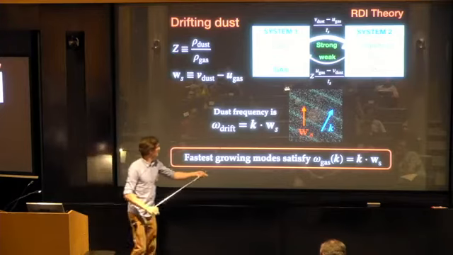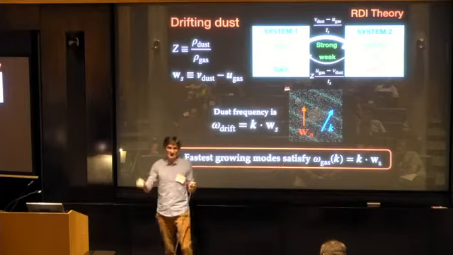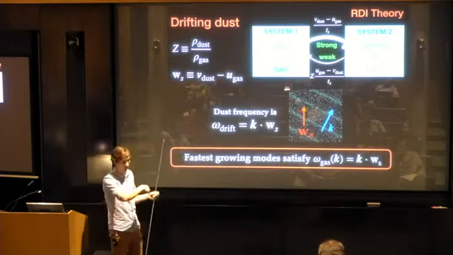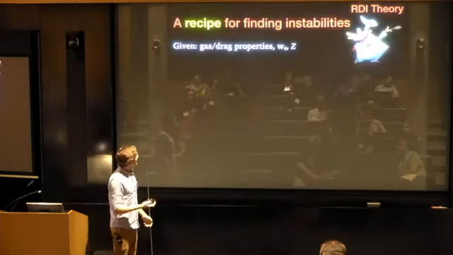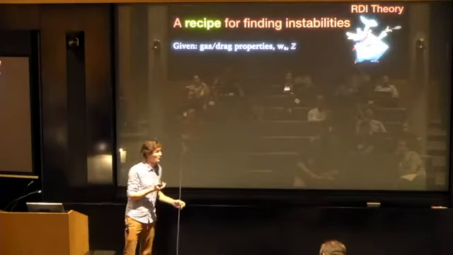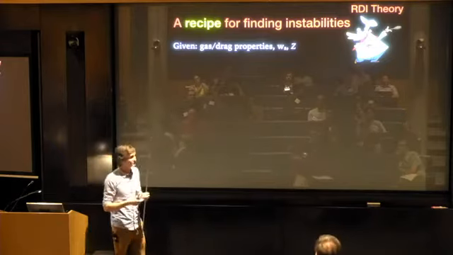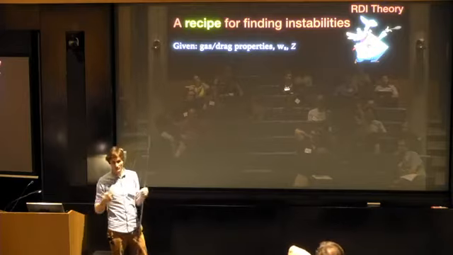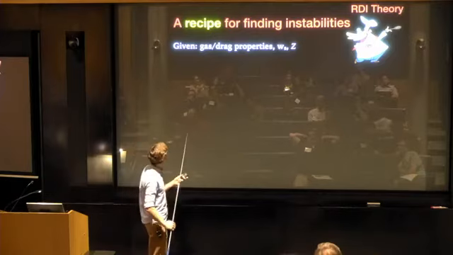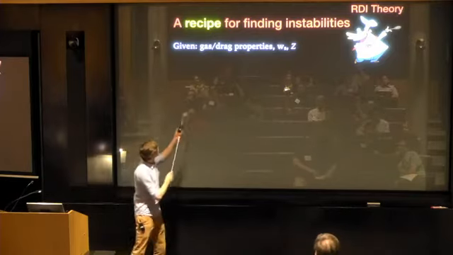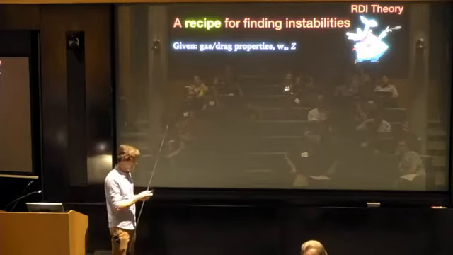So we just want to take this frequency, match it to the frequency of some gas mode in the system, and then those will be the fastest growing modes, and they're almost certainly unstable. So what this gives us is basically a recipe for finding instabilities in different systems. And we published a bunch of papers on different astrophysical cases, but I'm going to come back to the protoplanetary one later. So basically you start given gas and drag properties, the metallicity, the drift speed, etc.